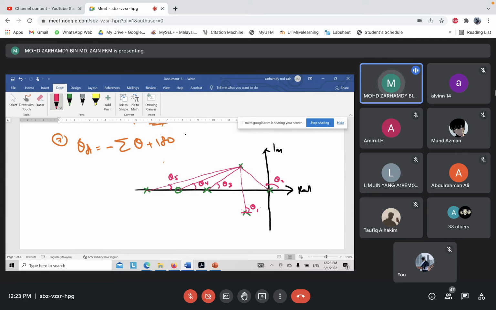For example, here it should be 90 degrees because it is a straight line. Use your protractor. This one is approximately 135, this one is 27, this one is 80, and this one is 14.